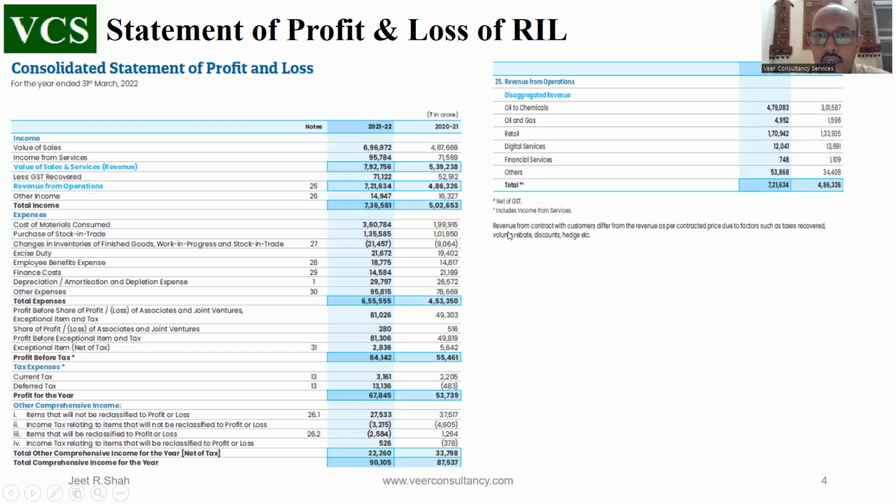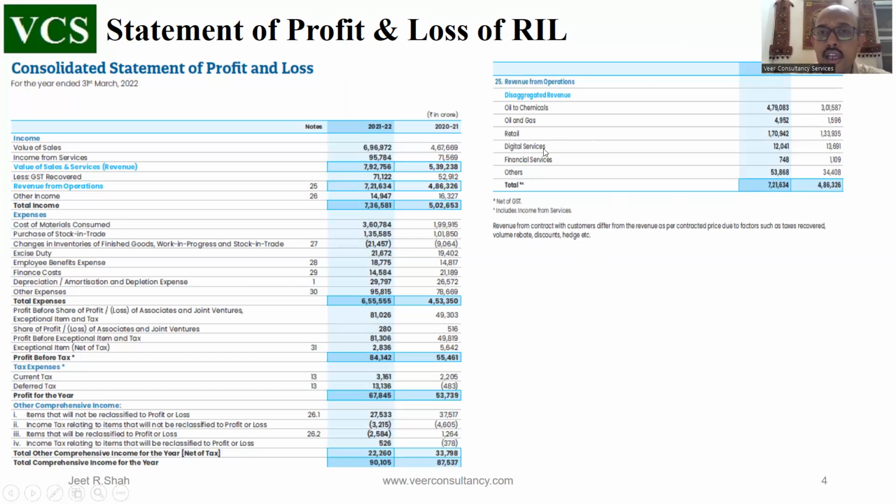Now they have written over here that revenue from contracts with customers differ from the revenue as per contracted price due to factors such as tax recovered, volume rebates, discounts, hedges, etc. So if you check it with the contract, there might be a difference between the contract and the actual receipt because of all these reasons. That's what they have mentioned over here.